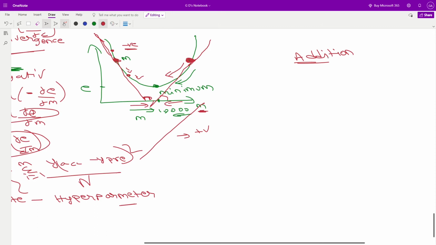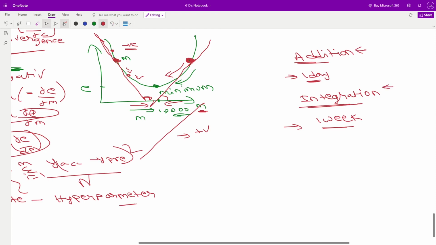You are just given a task of learning 2-digit addition. How much time do you take to learn addition? Maybe 1 week or maybe 1 day. Let me take 1 day on average. But if I ask you to learn integration, at least we need 1 week to understand the entire concept for a normal student. So for addition we need approximately 1 day, but for integration, 1 week. Why? Because of the concepts, right? Addition is very easy, but integration is slightly complex.